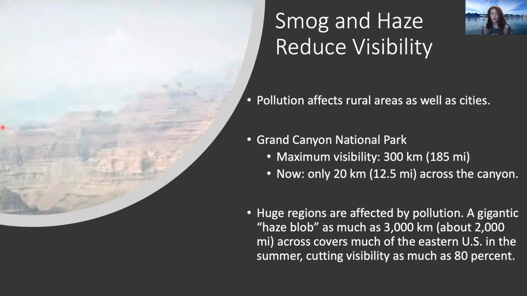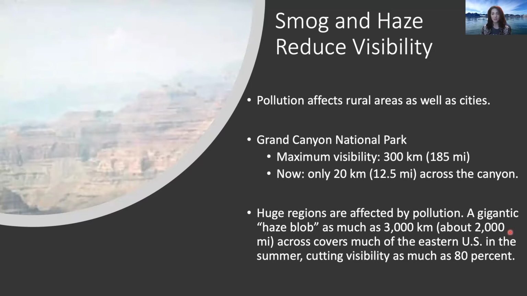Recent studies have found that rural sources also impact urban areas. In some parts of LA, for example, ammonia that drifts from nearby dairy feedlots causes as much smog in LA as cars in LA do. And finally, huge regions are affected by pollution. A gigantic, quote unquote, haze blob, as much as 2,000 miles across, covers most of the US and the eastern part in the summer. That can cause a reduction in visibility as much as 80%.